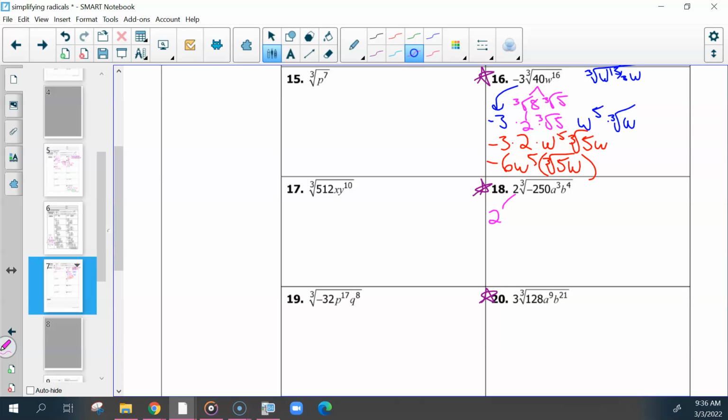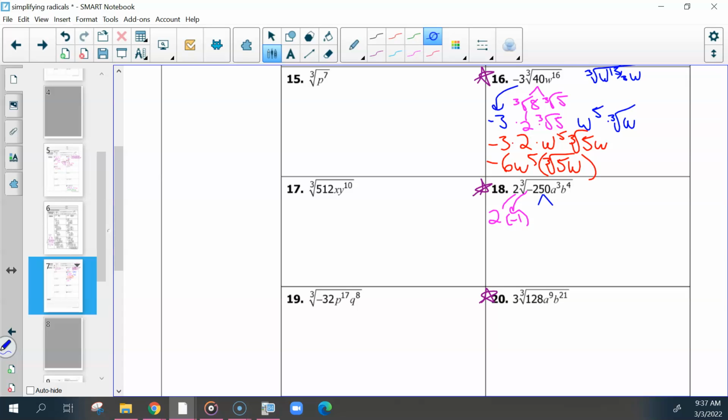Let me know if that's better for us. We're going to bring out this negative. And then let's do 250 the shorter method. What is the highest perfect cube we can divide 250 by?